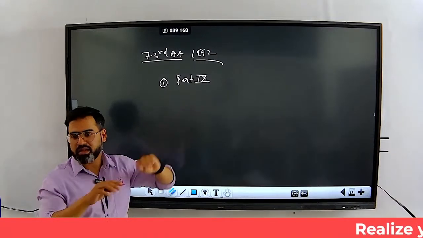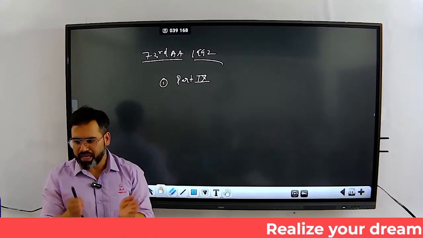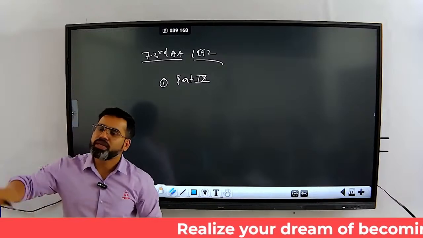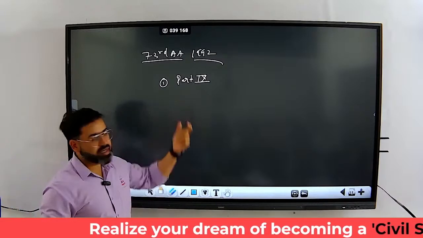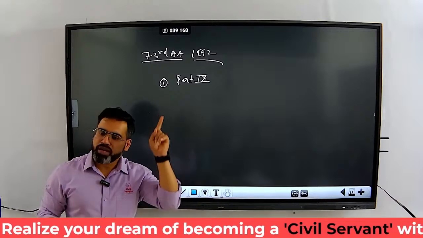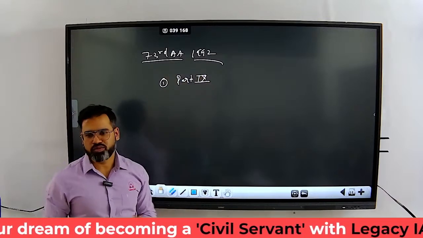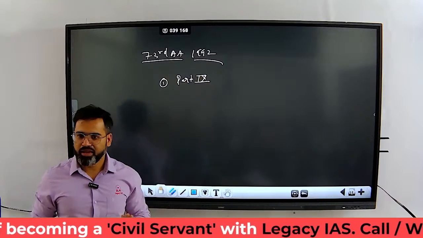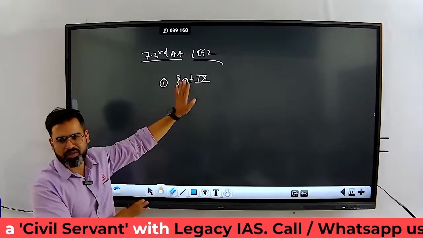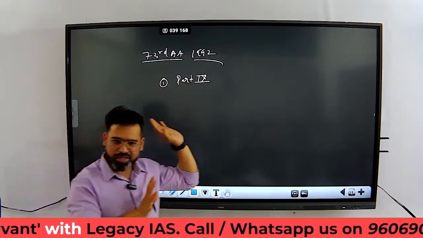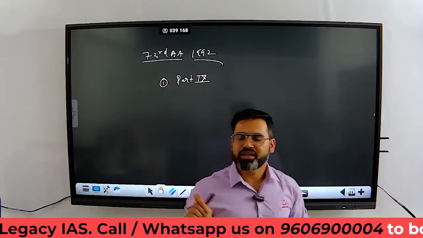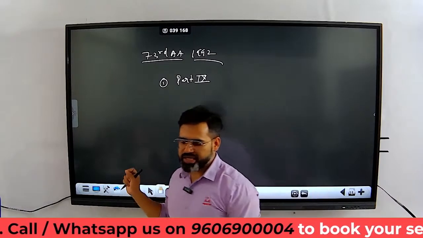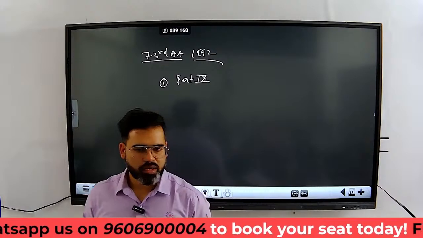But since this division into part A, part B, part C, part D was removed in 1956, part 9's space was empty from 1956 till 1992. So part 9 was added here by the 73rd Amendment, 1992.